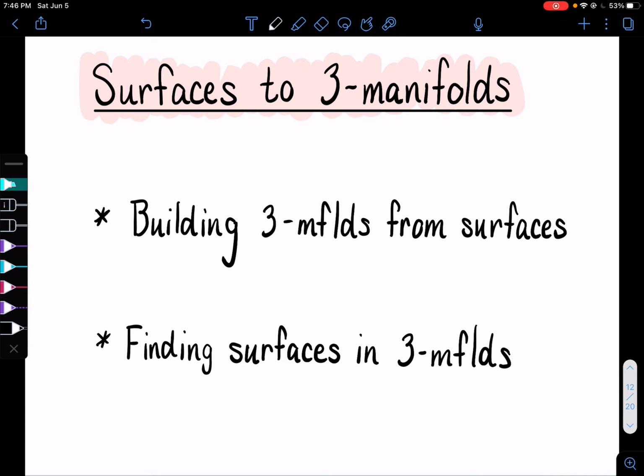And so I really want to make two connections. I want to make a connection with regards to building three manifolds from surfaces, and then also finding surfaces in three manifolds. And with both of these, I really have a much more specific thing in mind. So building three manifolds from surfaces, there's many ways to do this, but I really want to just focus on one, which is the mapping torus construction. Okay, so I'll talk a little bit about this.